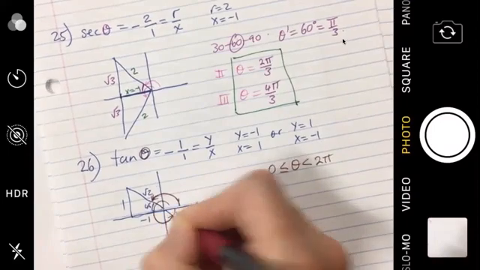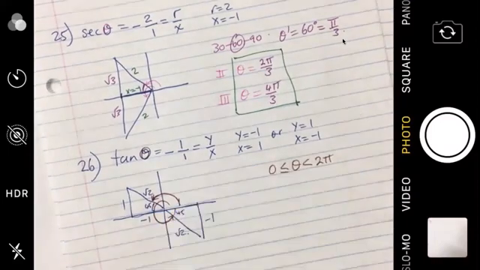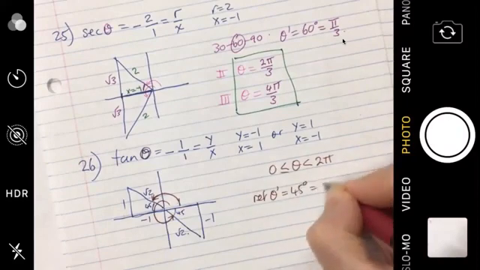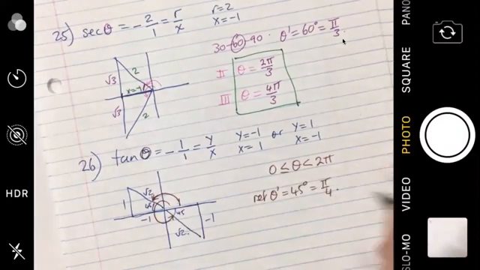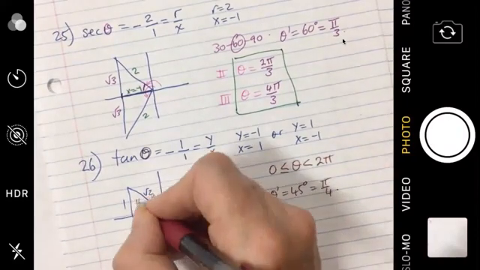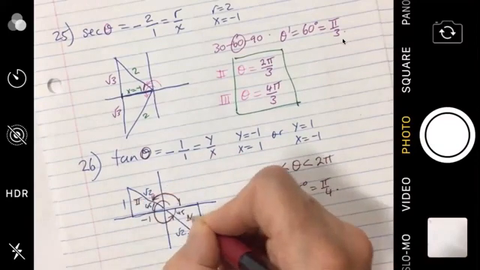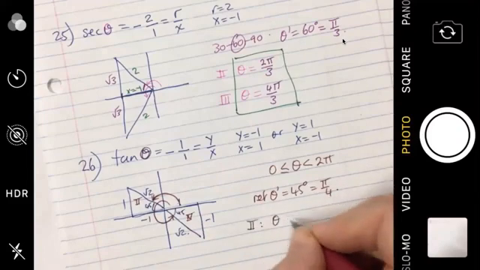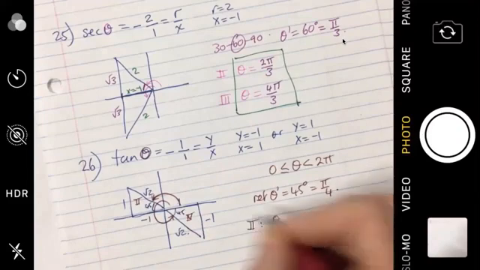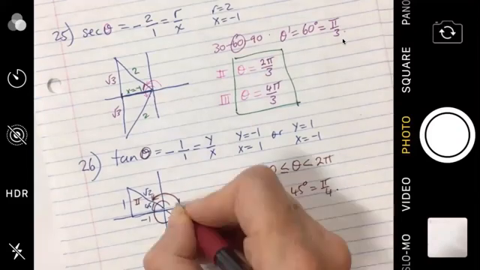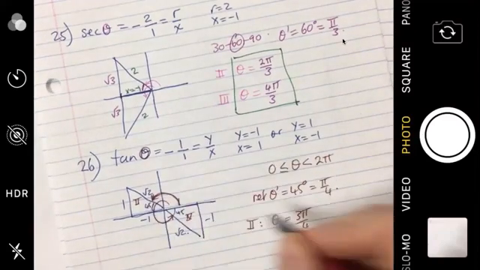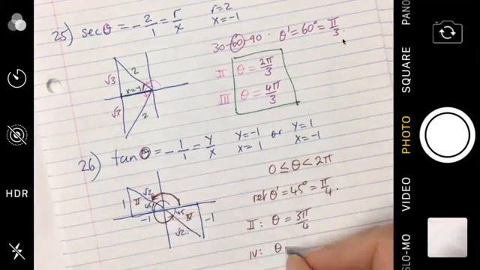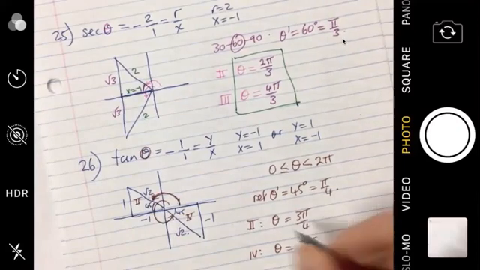So my reference angle, I know I use a 45, 45 triangle. I know my reference angle, theta prime, is 45 degrees, which in radians is pi/4. And I know I've got an answer this time in quadrant 2 and quadrant 4. In quadrant 2, that angle here is 3 pi/4. And in quadrant 4, this angle here is 7 pi/4.